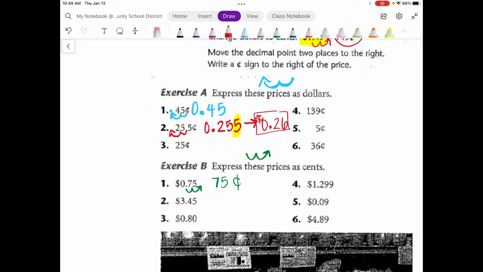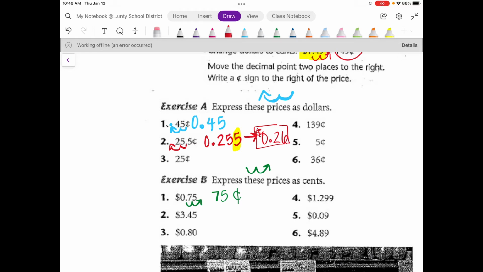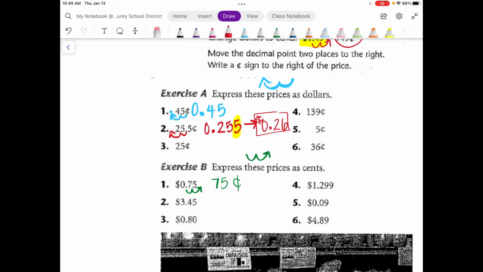Okay? So go ahead and pause the video and finish up these. These are something that I'm going to check for when I check your notes for your process grade. So please make sure you take some time to do the rest of these problems.